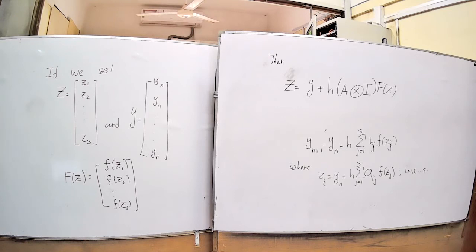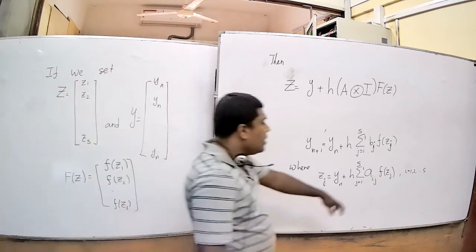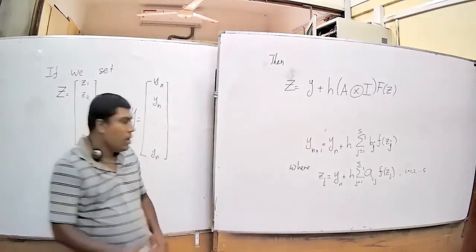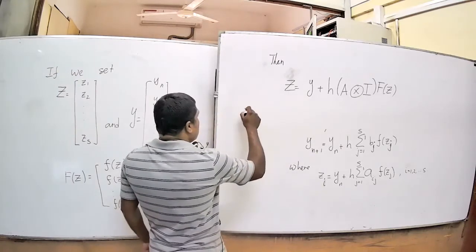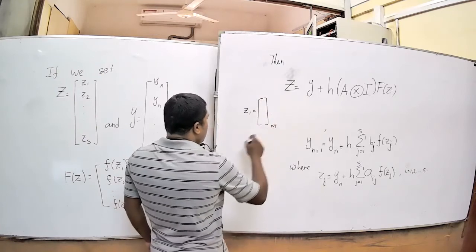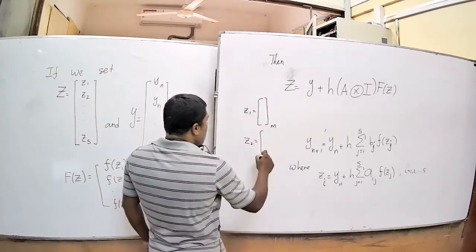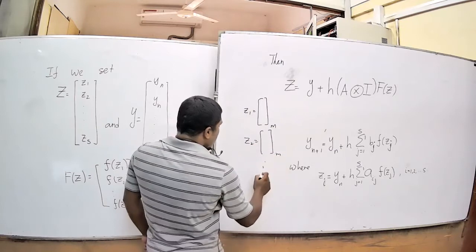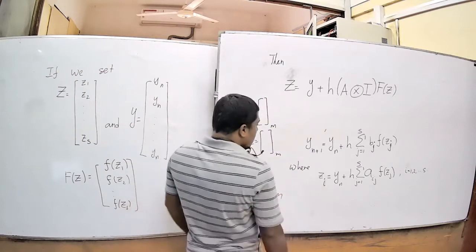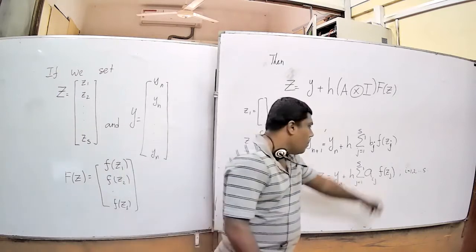Then Z1 is an M column vector, Z2 is an M column vector, and all of them are M column vectors. So now you have S equations, each of them with M column vectors. Z1 is of size M, Z2 is again an M column vector, and all the way up to Z_S is an M column vector, because all of them are M column vectors.